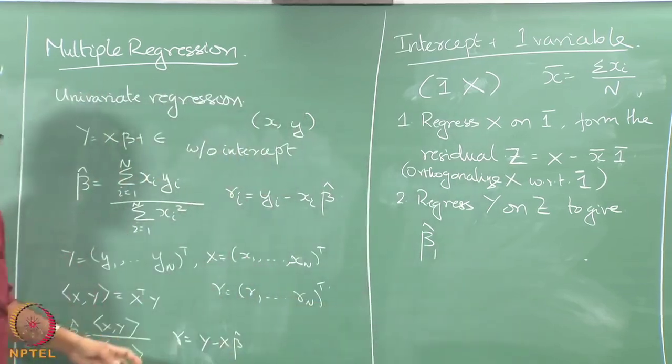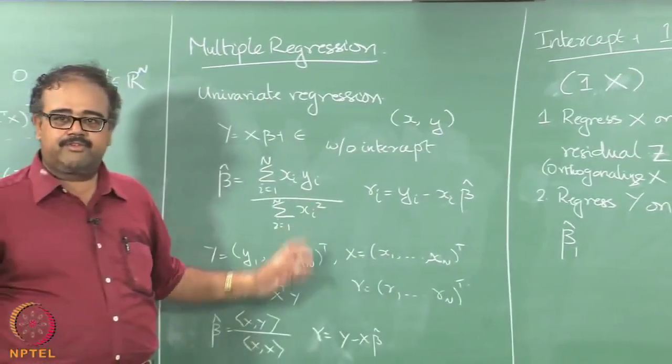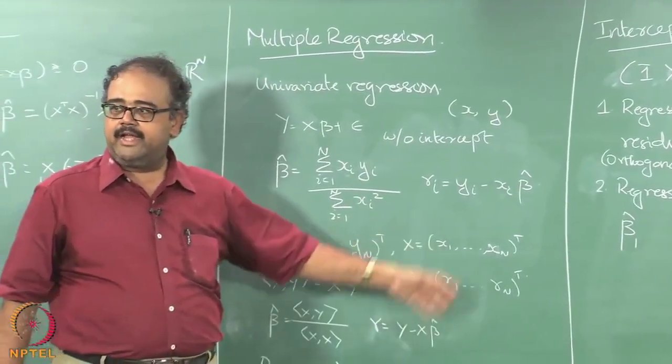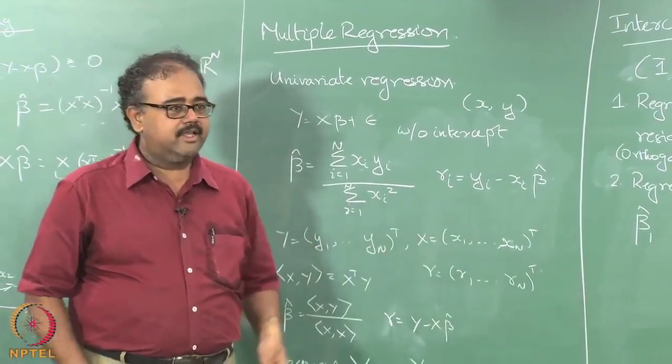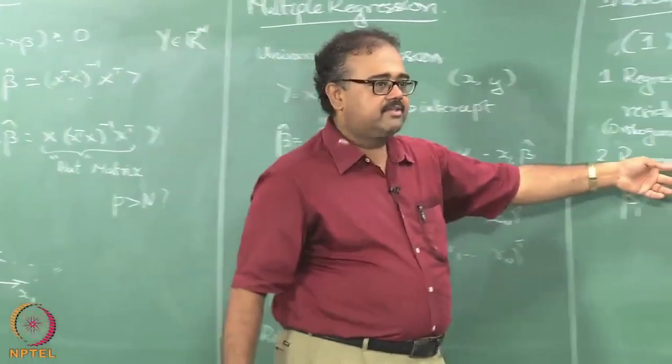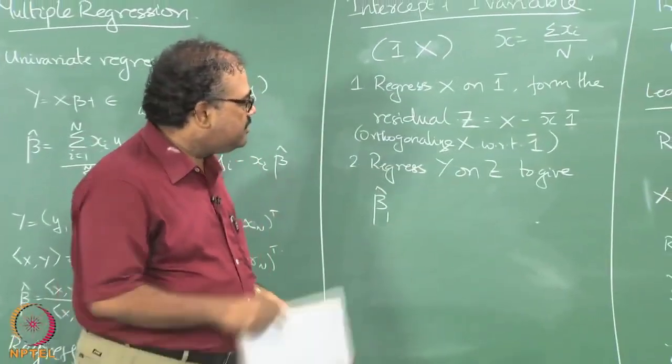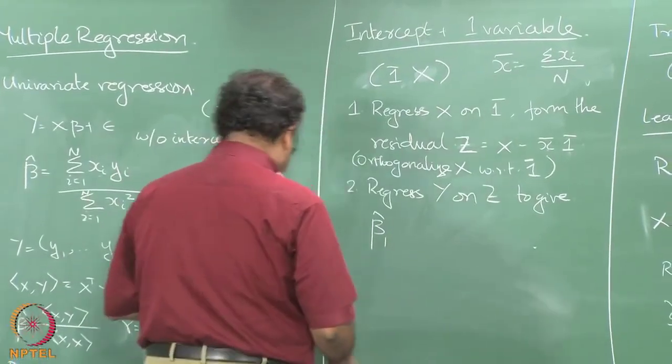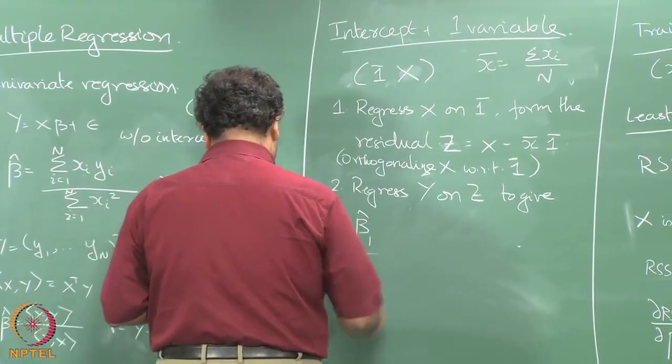And people agreed with me earlier when I said that if the columns of x are orthogonal, then you can independently do regression on each of those columns. That is essentially what we are doing here. So I have done a regression on this to get me beta 1, right.